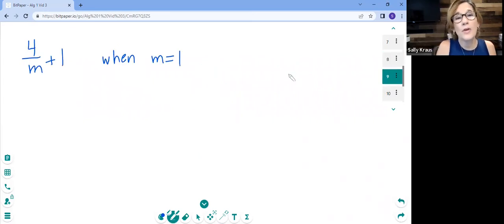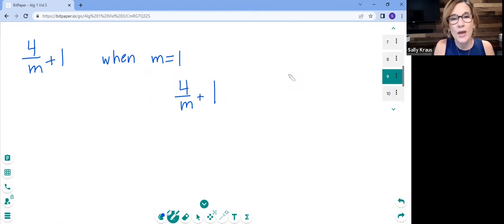All right, here we have fractions. I know how you feel about fractions. I have heard it over and over and over again. So we're going to evaluate 4 over m plus 1 when m equals 1. Same thing. We're going to write down the original problem. I'm big on that, guys. You will make fewer mistakes if you do that.